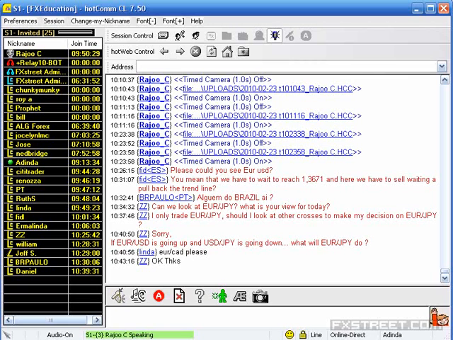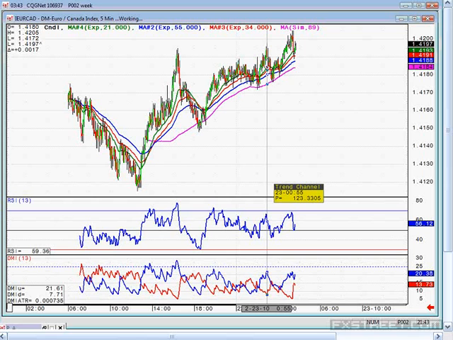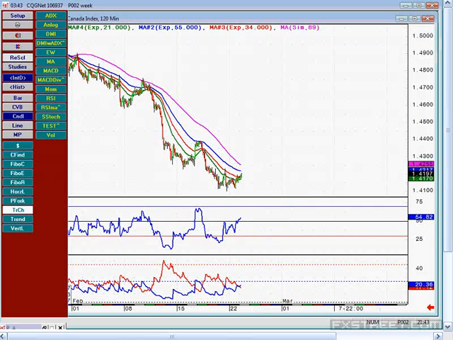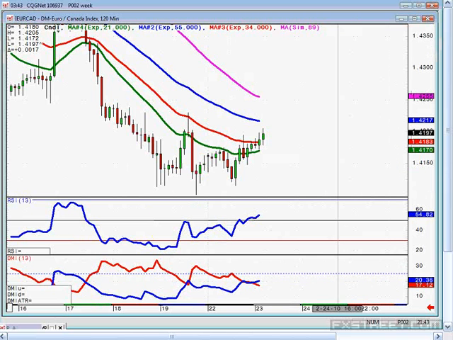To talk about this cross, as I told you, the theory is very simple. You have to pay attention to both crosses, euro USD and USD Canadian. When you understand the picture of these two crosses together, then euro Canadian would be much easier for you to interpret.